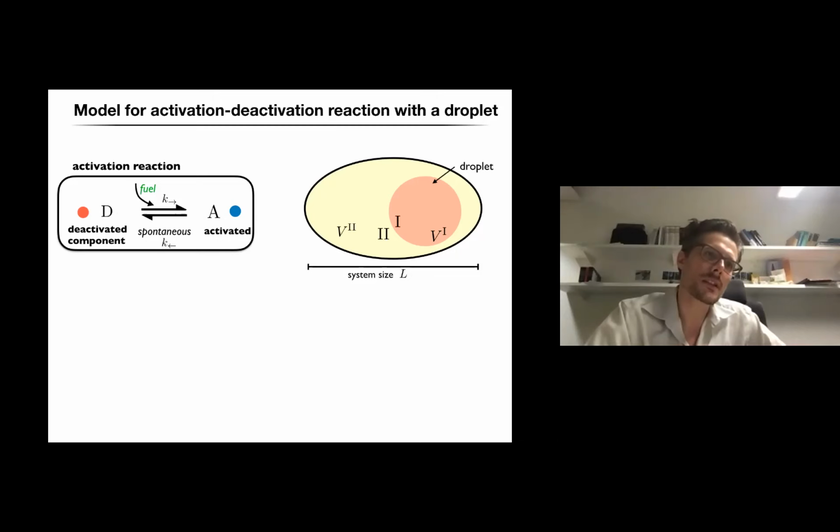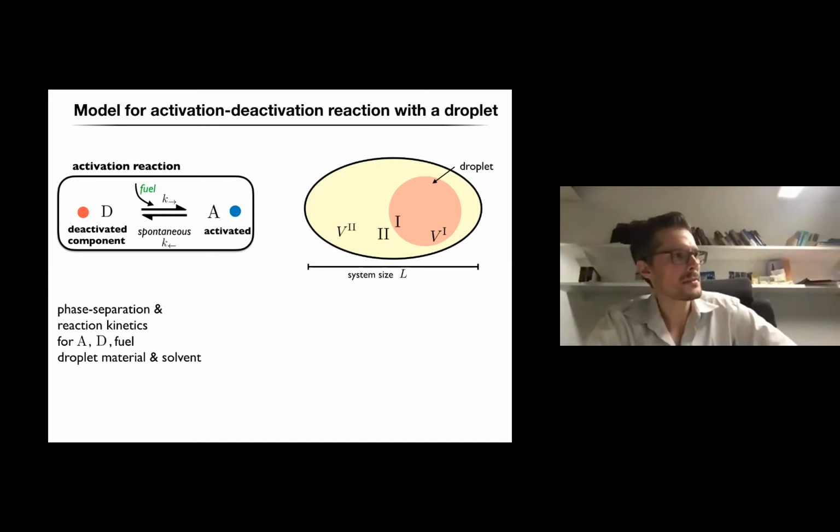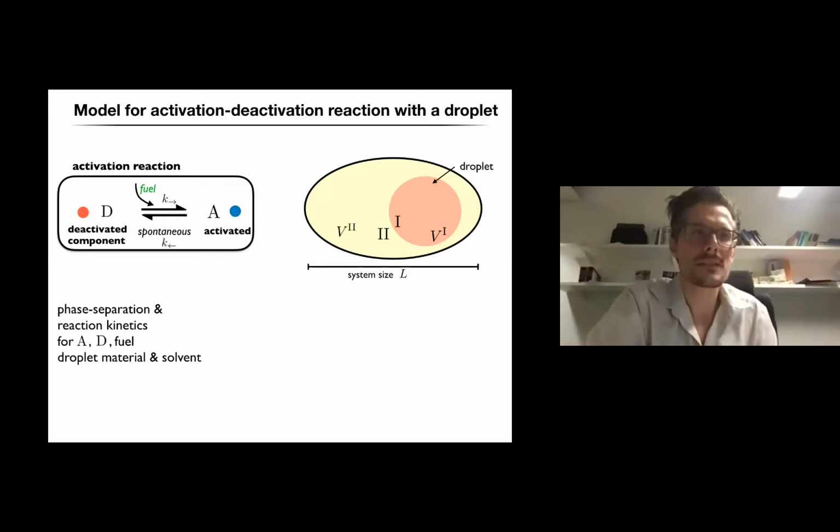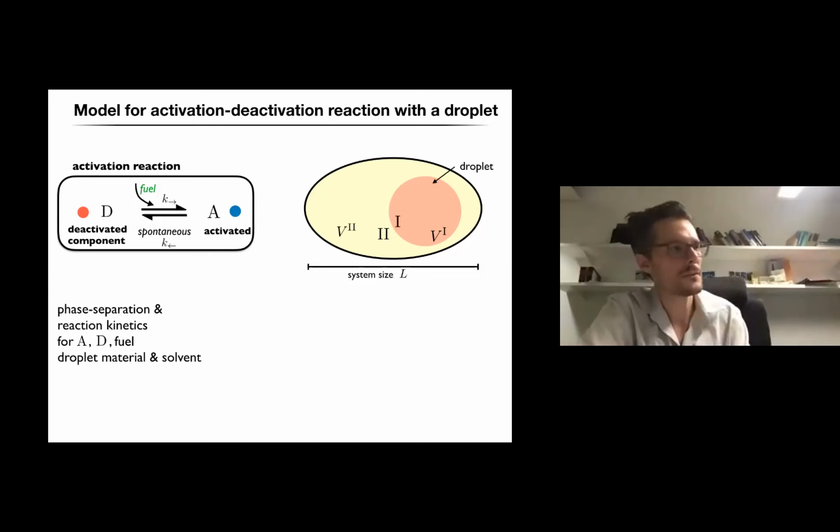There are two coexisting phases I denote as 1 and 2. The red stuff is the droplet, made of droplet material, and has a certain volume V1, V2, and the entire system has a certain system size. So how to describe this system? Actually, the machinery is very simple. It's very similar to what I already showed you at the beginning of the talk.